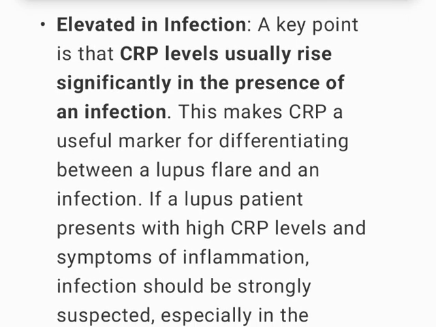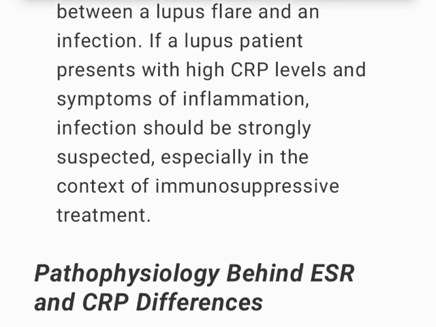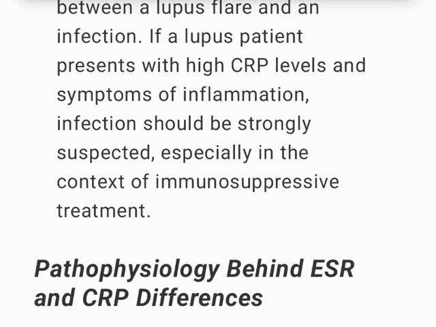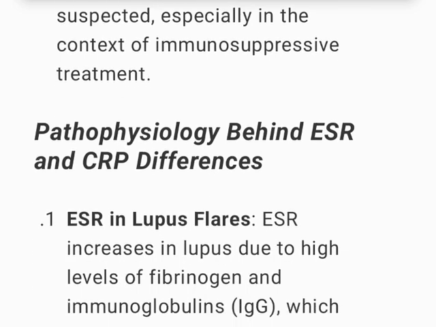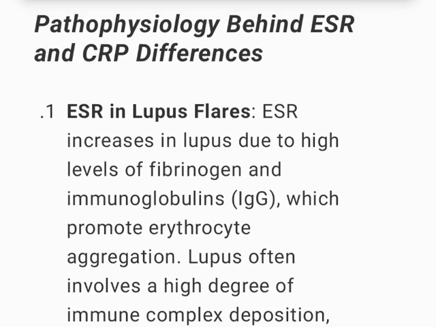Elevated in infection. A key point is that CRP levels usually rise significantly in the presence of an infection. This makes CRP a useful marker for differentiating between a lupus flare and an infection. If a lupus patient presents with high CRP levels and symptoms of inflammation, infection should be strongly suspected, especially in the context of immunosuppressive treatment.